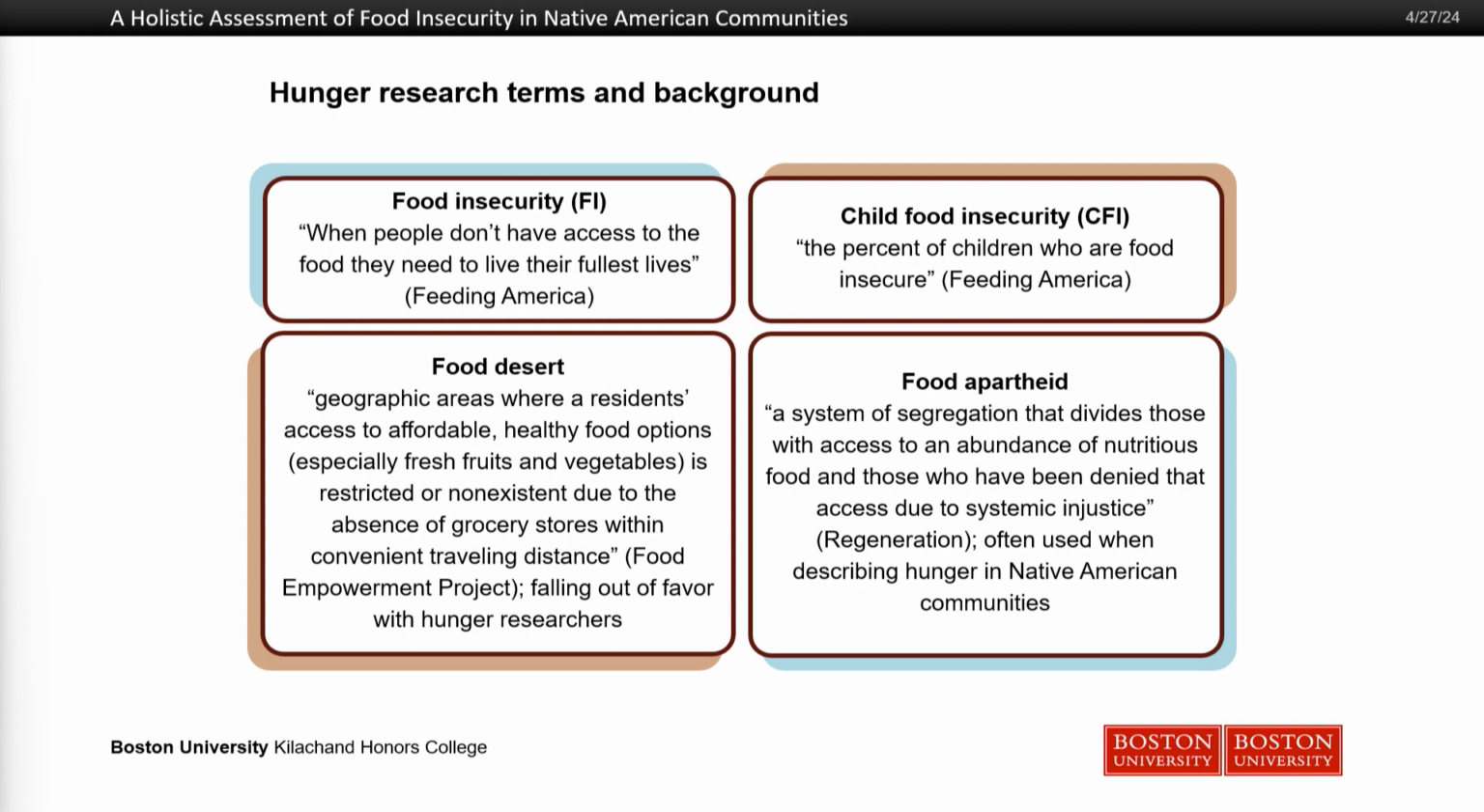I also want to discuss the difference between food desert, which is the most commonly used term and one that you've probably heard before, and the term food apartheid, which is becoming preferred by hunger researchers. A food desert is essentially being moved away from because it equates food insecurity with geographic location and physical access to food, whereas food apartheid considers the many other factors, such as food price, when considering food insecurity.